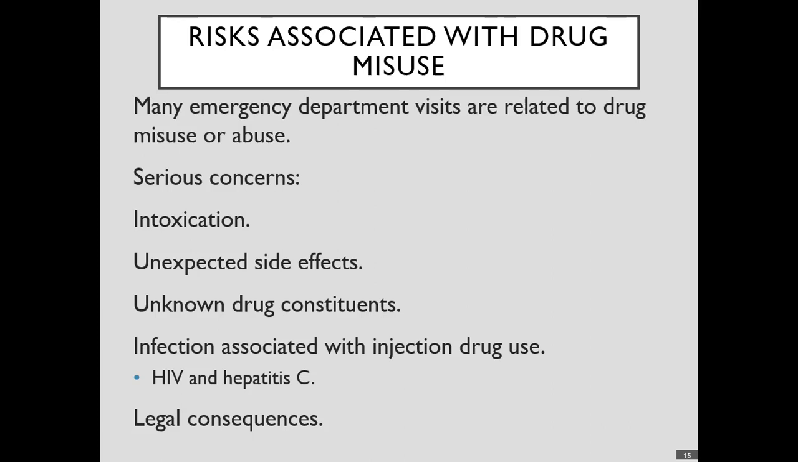Unexpected side effects are both physiological and psychological. They can range from nausea, paranoia, depression, heart failure, and the risks of fatal overdoses. Also, unknown drug constituents. There's no quality control in the illegal drug market. So the composition, dosage, and toxicity of street drugs is highly variable and very dangerous.